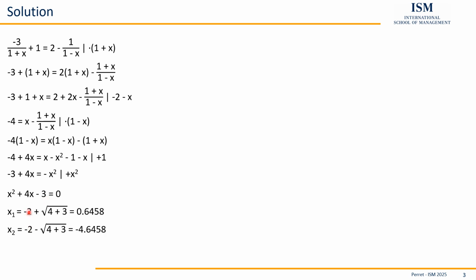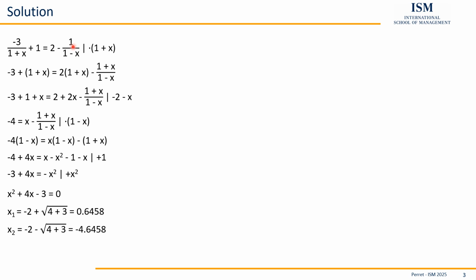The first part is minus P half, so minus 4 halves, giving me minus 2. Then to differentiate the two solutions, plus minus square root. Then I get P half squared, so 2 squared, giving me 4, minus Q. Well, Q is minus 3, so I have minus minus 3, giving me plus 3. Thus I have minus 2 plus square root of 7 and minus 2 minus square root of 7, giving me these two solutions.